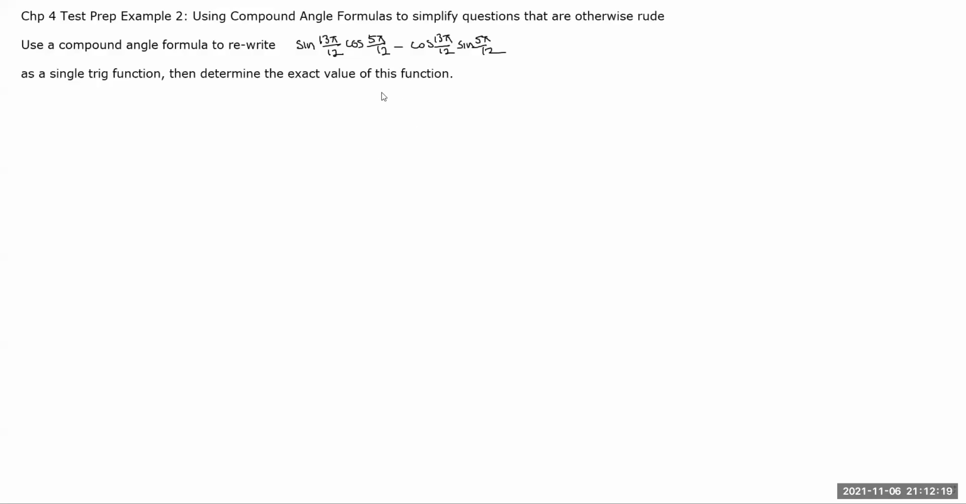All right, everyone, here's another one. Test prep example 2, using compound angle formulas to simplify questions that are otherwise rude. And this is what I mean. The question could ask something like, use a compound angle formula to rewrite this as a single trig function and then give the exact value of this function.